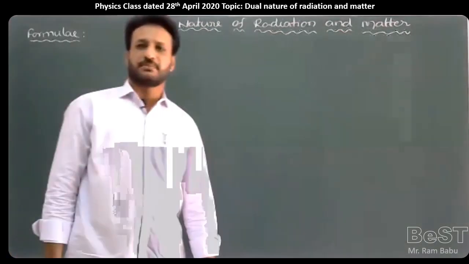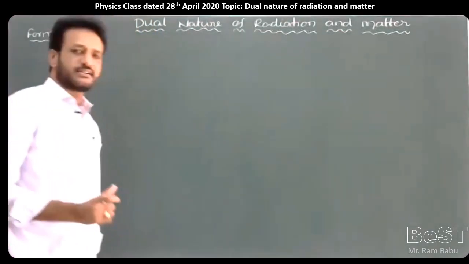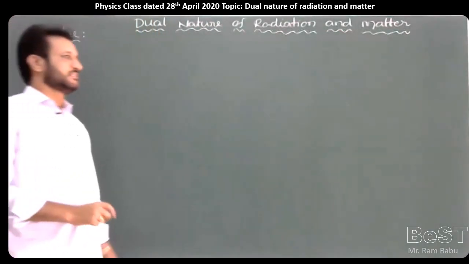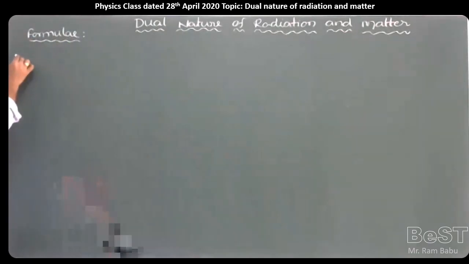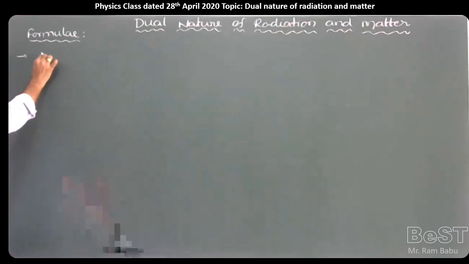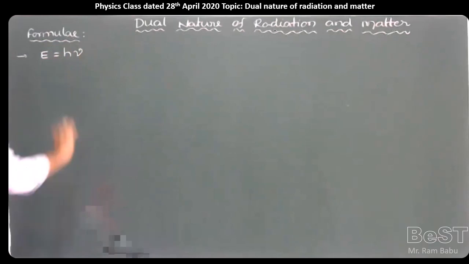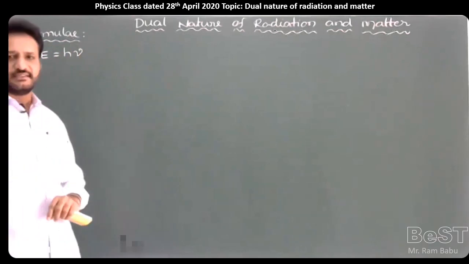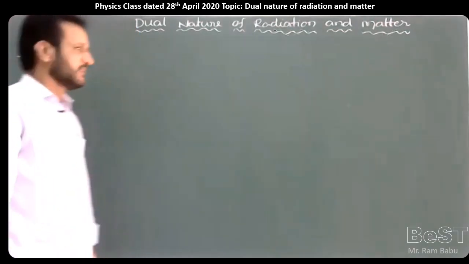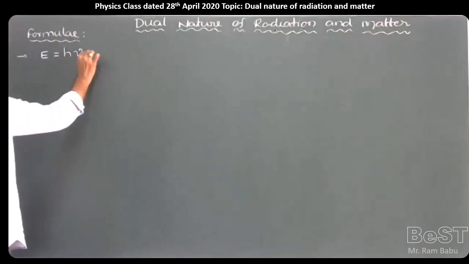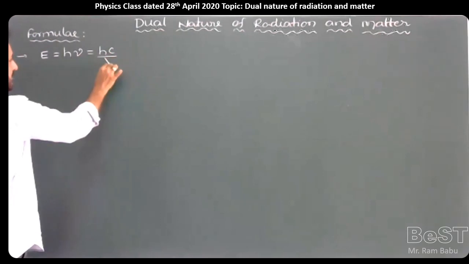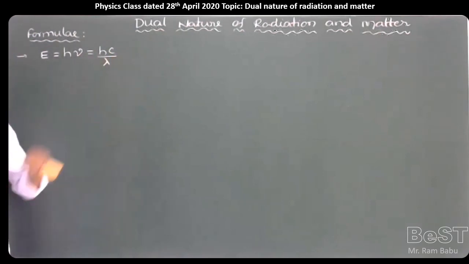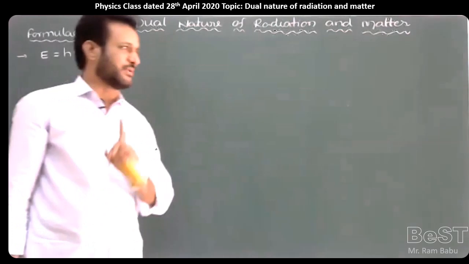At the beginning of the chapter, we discussed electron emission and also the photoelectric effect. And in that, we discussed the energy of the photon. So one formula: energy of the photon or radiation, E is equal to h nu. H is Planck's constant, nu is the frequency of the photon. We know nu is equal to c by lambda, so we can also write E is equal to hc by lambda for one photon.